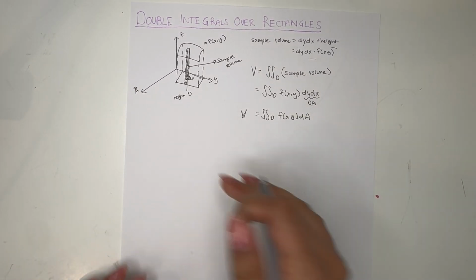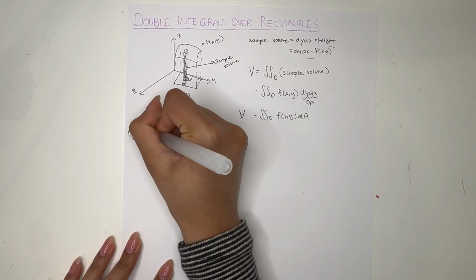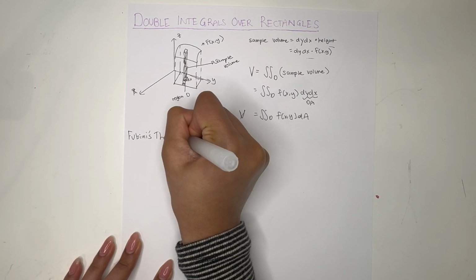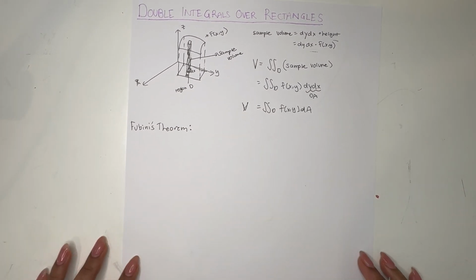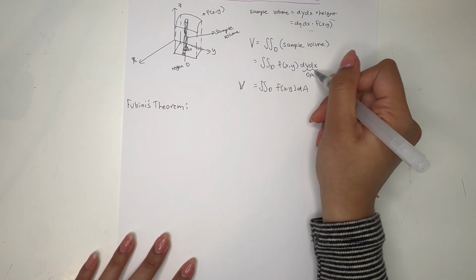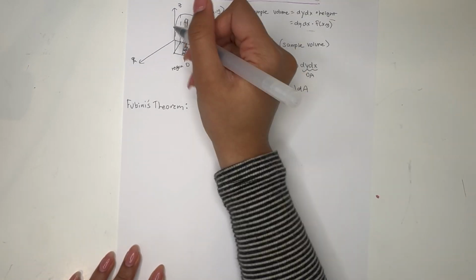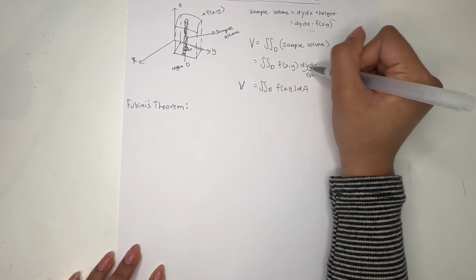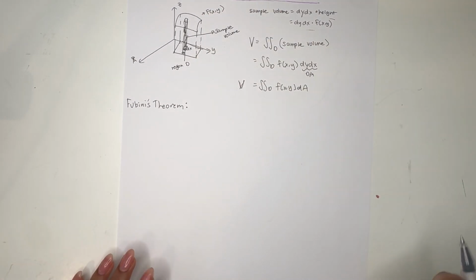So this actually leads us to a theorem called Fubini's theorem. And it's very important to note that Fubini's theorem only works for rectangular regions. It's not going to work if you have a triangle or a different region. So Fubini's theorem basically says that dy and dx are interchangeable. That's all it really says. And this makes sense because it doesn't matter which one you multiply by first. You're still going to get the same area of the same sample rectangle, right?